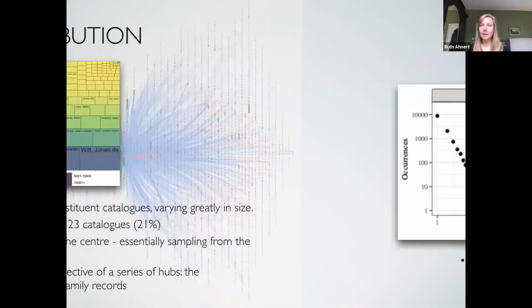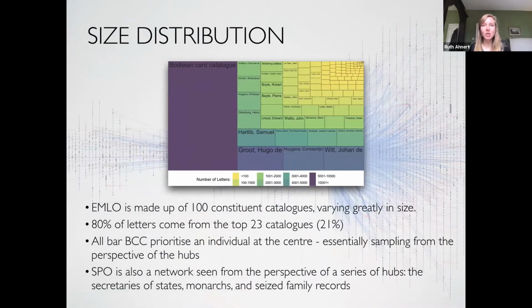What are the reasons for that? In the case of EMLO, this is mainly due to the size of the catalogues which make it up. EMLO is made up of over 100 constituent catalogues of varying sizes. 80% of the letters come from the top 23 catalogues, and with one exception, these catalogues prioritize one individual at the center, essentially sampling from the perspective of hubs. In this tree map, each catalogue is sized by its total number of letters. And this is mainly true of the state papers as well. A small number of figures are responsible for the vast majority of the volume of letters in the data.